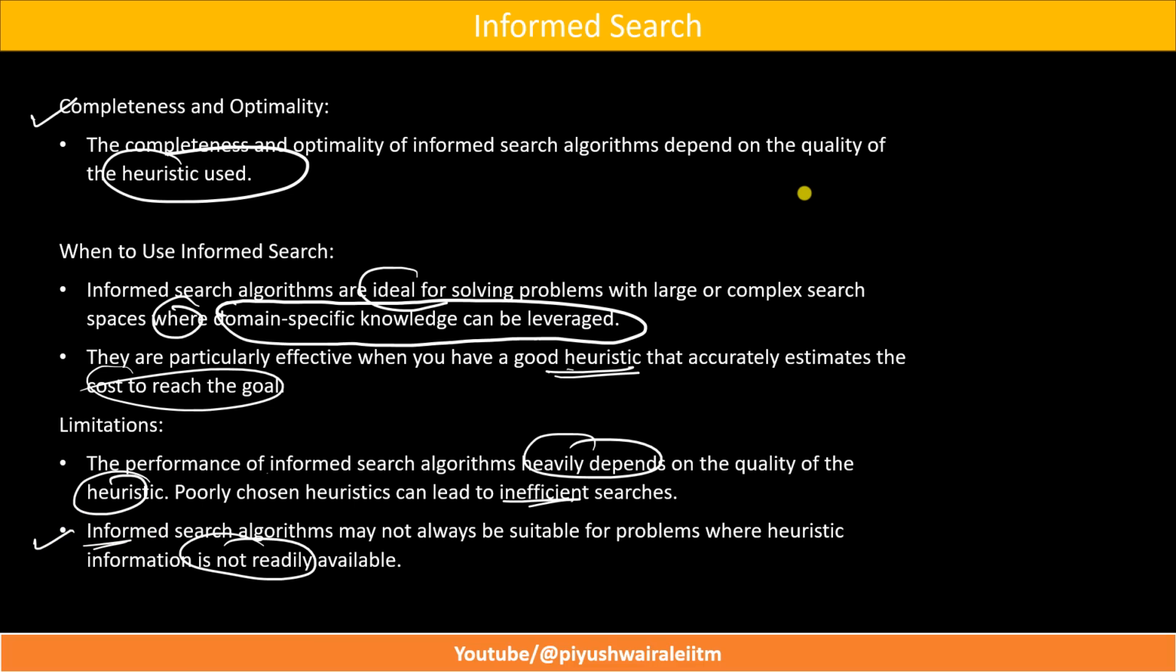So in short, just remember two important things. Uninformed search basically means we don't have any information about a particular domain or problem. In the case of informed search, we have some information about a particular domain. We have some parameters which we can use to solve our particular problem, right? So that's what informed and uninformed search is.